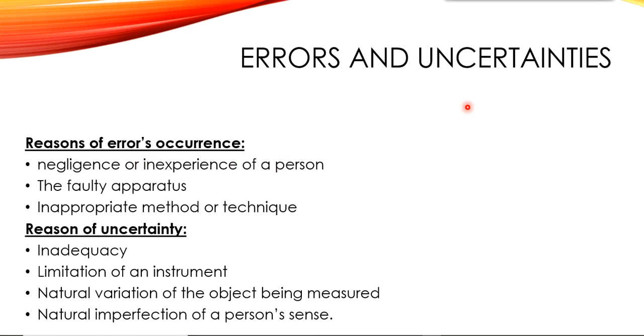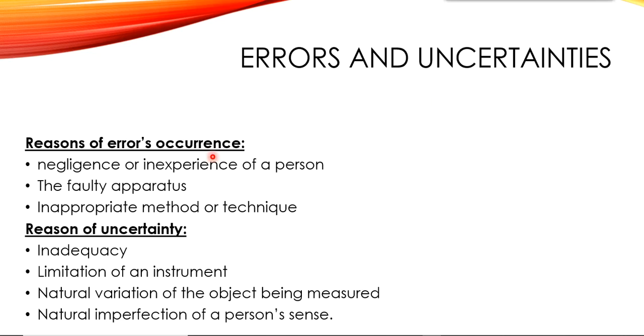It can be due to the negligence or the inexperience of a person who is doing the experiment without any experience. Faulty apparatus means any fault in apparatus like the vernier caliper or the screw gauge. An inappropriate method or technique: if you are using a different or inappropriate method, that method is not valid, and if you use it to find your precision or your accuracy, then you will definitely have some errors.